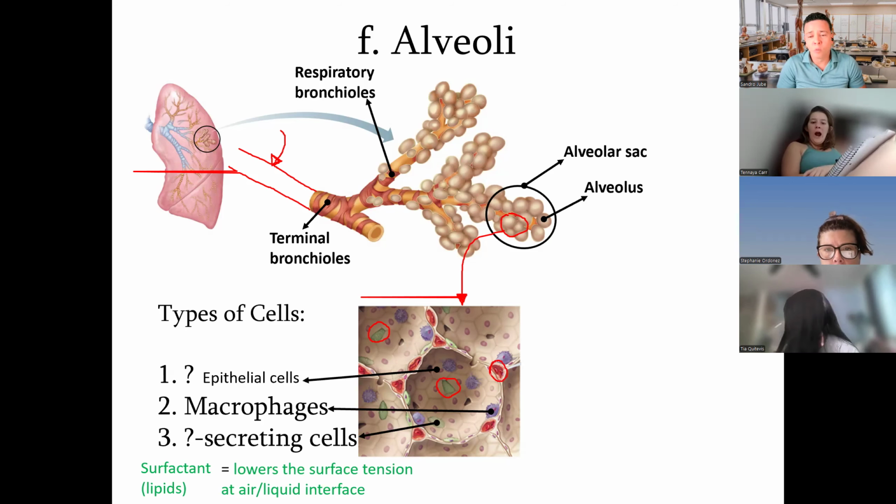Now, the presence of the water inside of the alveoli could be an inhibitor of gas exchange between the alveoli and the blood vessel. Why is it an inhibitor?